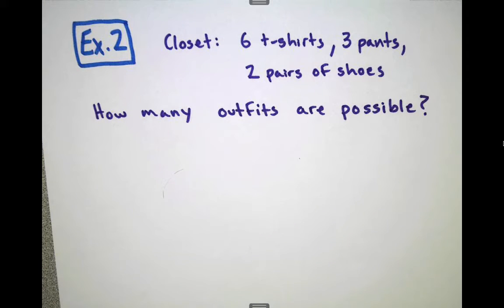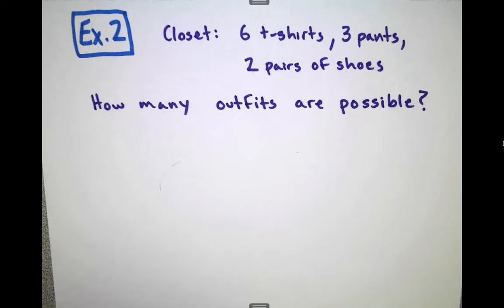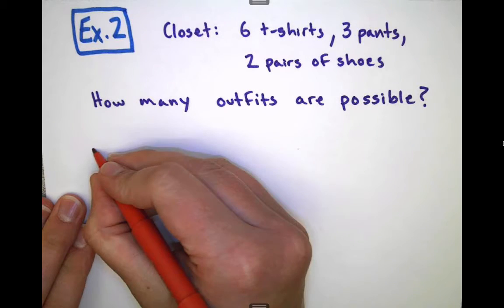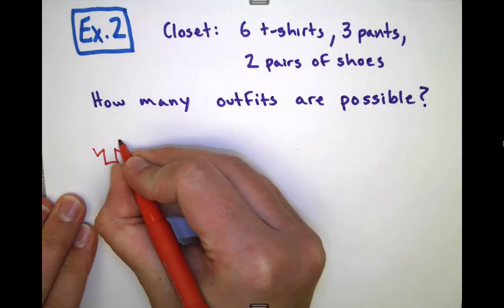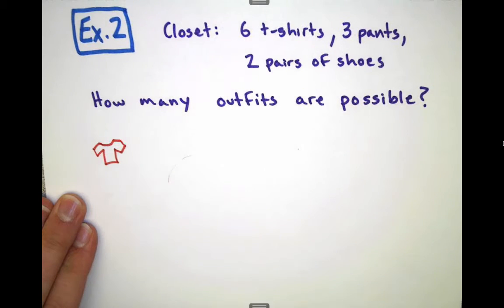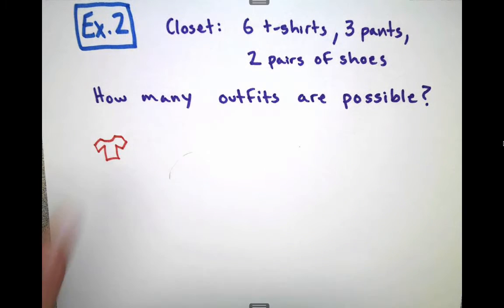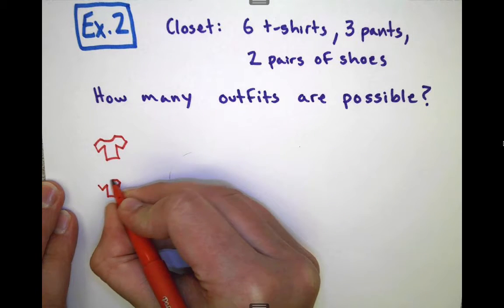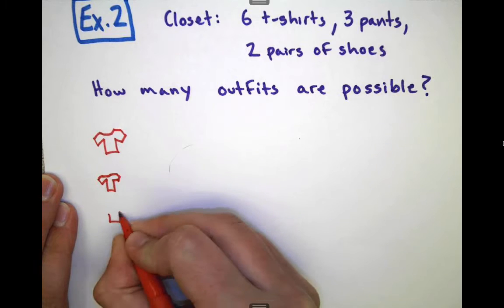So again, you can make a table or you can make a tree diagram. I'm going to go for a tree diagram on this one. I prefer it. So we have 6 shirts. So here's my little shirt. That's my t-shirt. We have 6 of those. So there's 1 shirt, 2, 3.